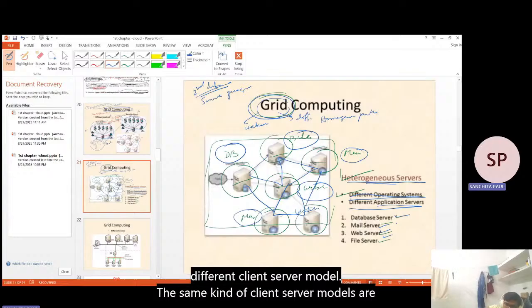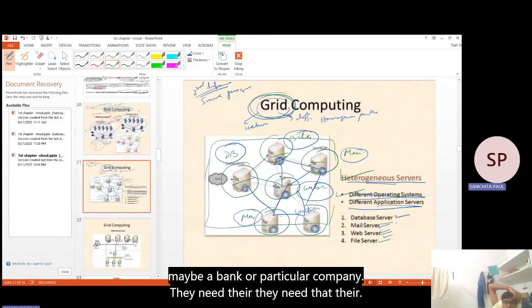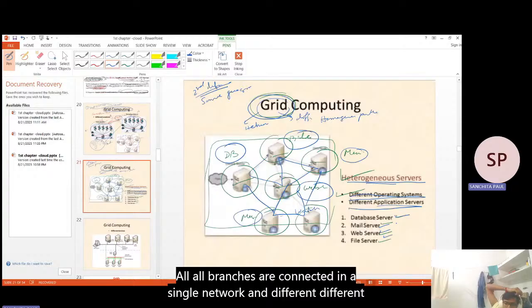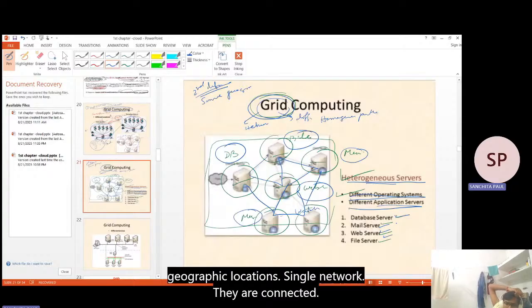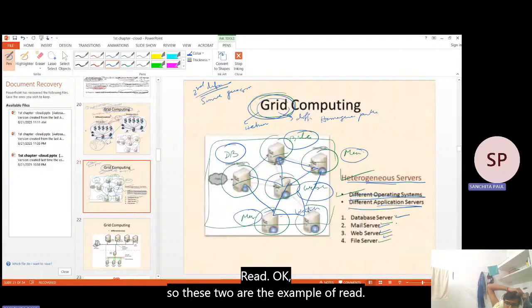And the manager of a particular company, maybe a bank or a particular company, needs all their branches to be connected in a single network. Different geographic locations, connected in a single network. So for that they need a high configuration bandwidth network, and that network is called a high configuration interconnection network or grid. Okay, so these two are the examples of grid.